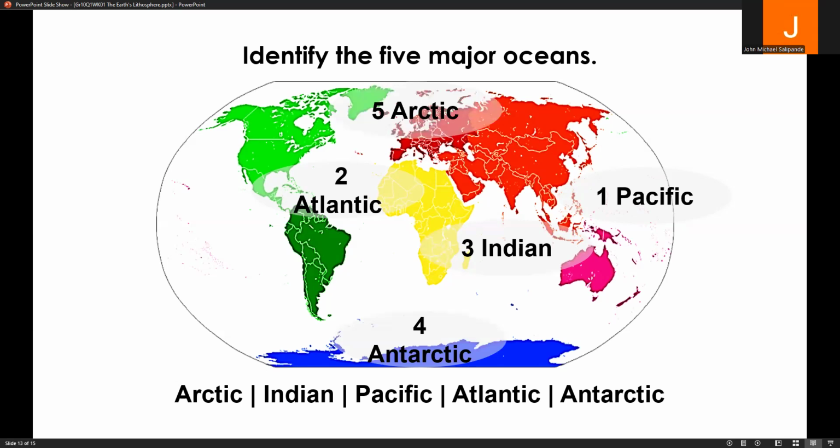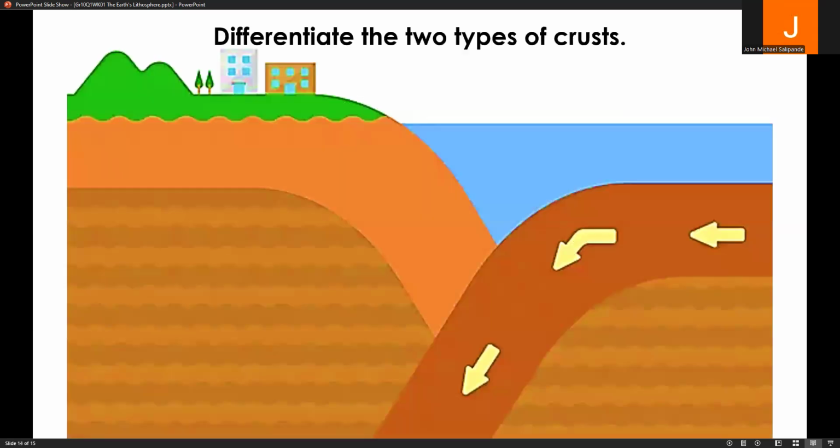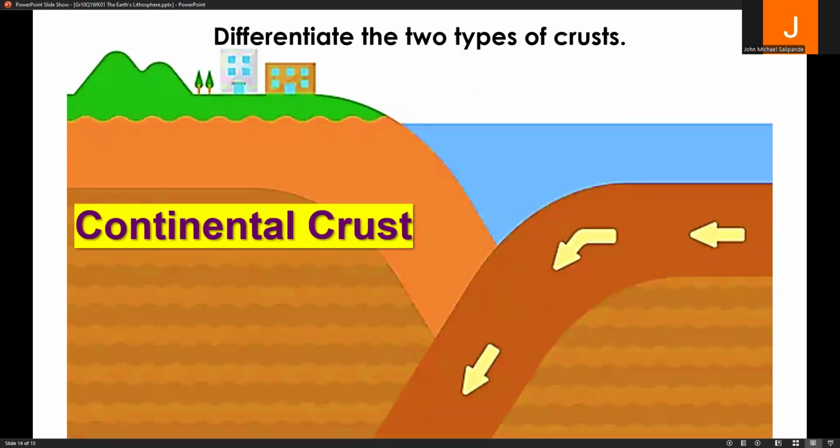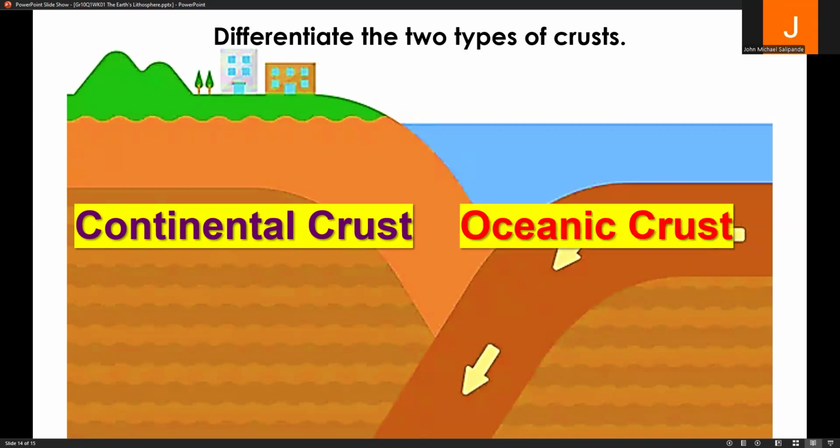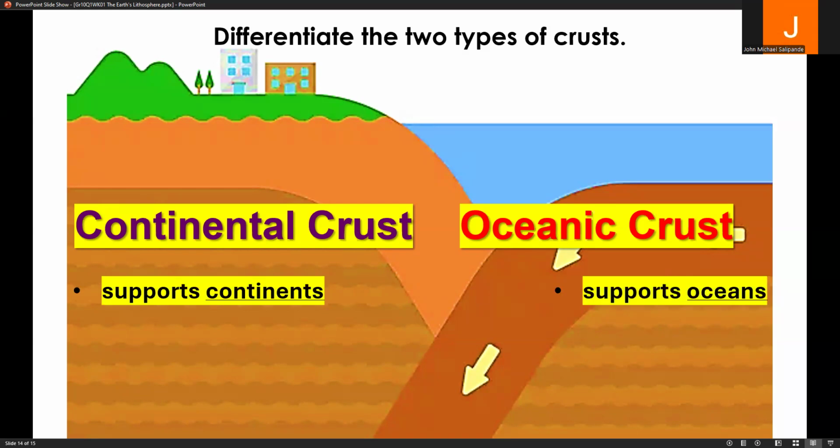So the reason why we revisited the seven continents and five major oceans is because we have two types of crust supporting them. So supporting the continents is the continental crust, and supporting the oceans is the oceanic crust. So once again, from the name itself, continental crust, it mostly supports continents, while oceanic crust mainly supports oceans.